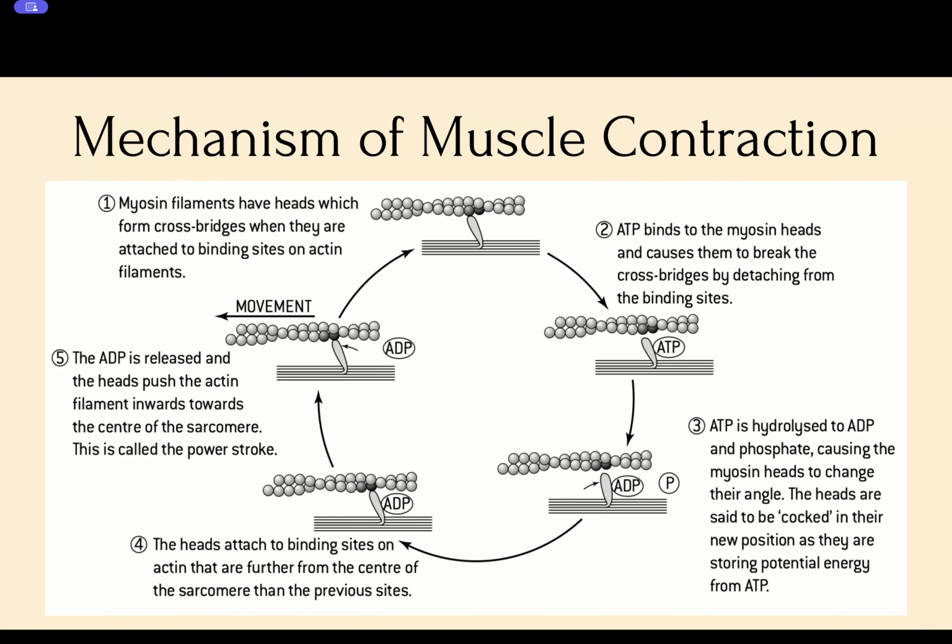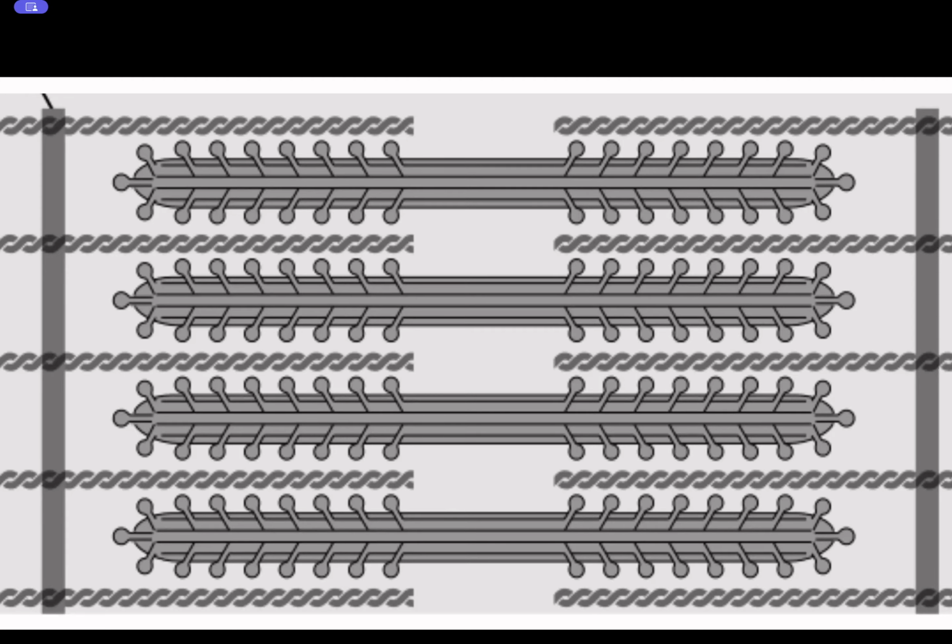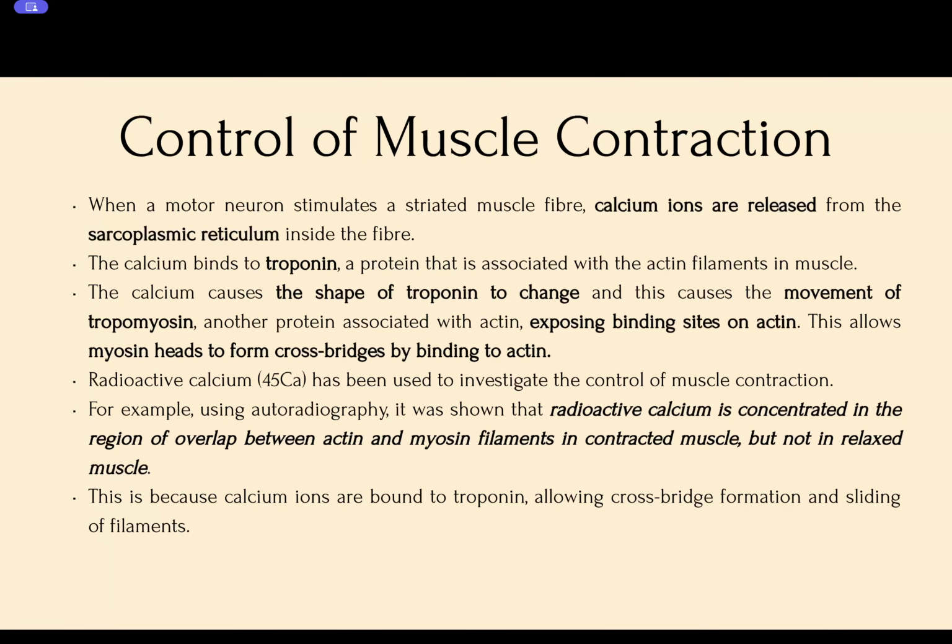Okay, I'm going to assume we're good and keep going. So we went through this. Control of muscle contraction. When a motor neuron stimulates a striated muscle fiber, that's how muscle contraction happens, by the way. A motor neuron will stimulate a muscle fiber and therefore release calcium ions from the sarcoplasmic reticulum.